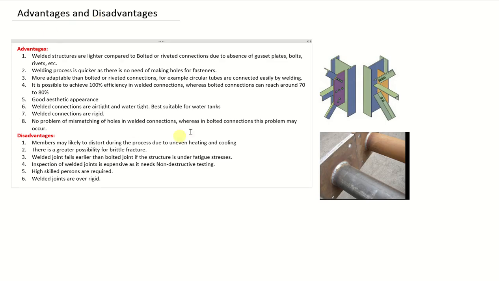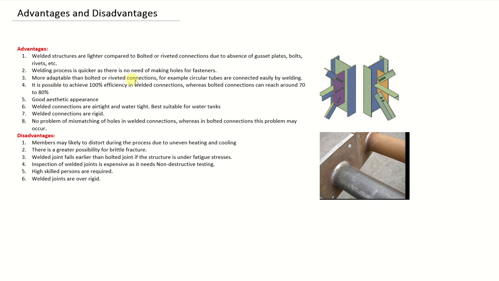These are all the advantages of welded connections. Firstly, welded structures are lighter because there is no need of gusset plate. You can directly give the connections. Welding process is quicker as there is no need of making holes for fasteners. So these are all the bolt holes. You need not make holes. You can directly join the plates in welded connection, so time will be saved.